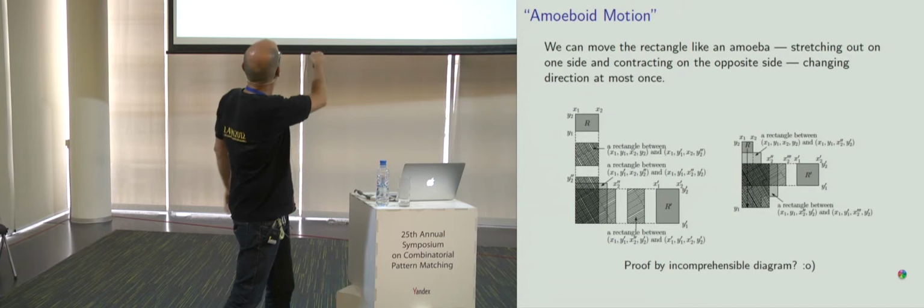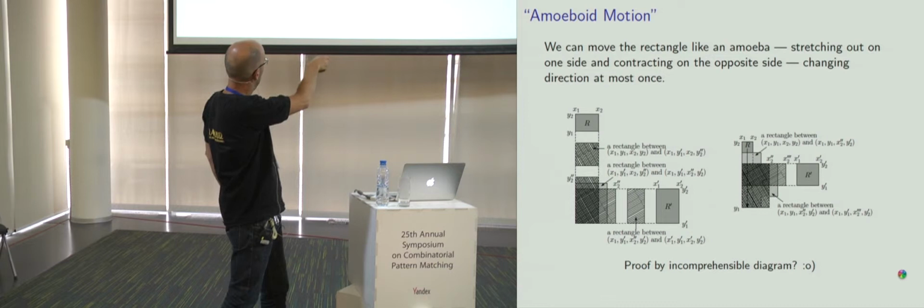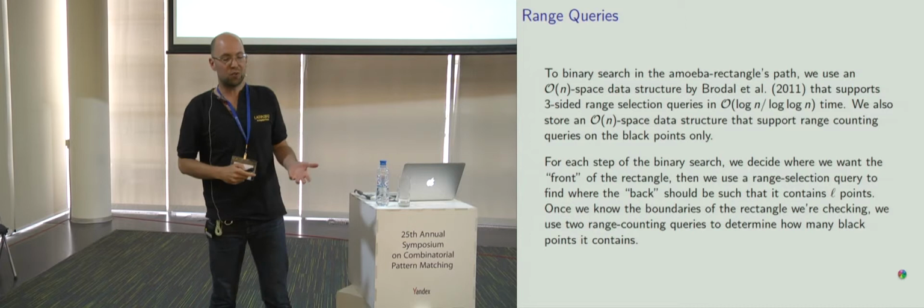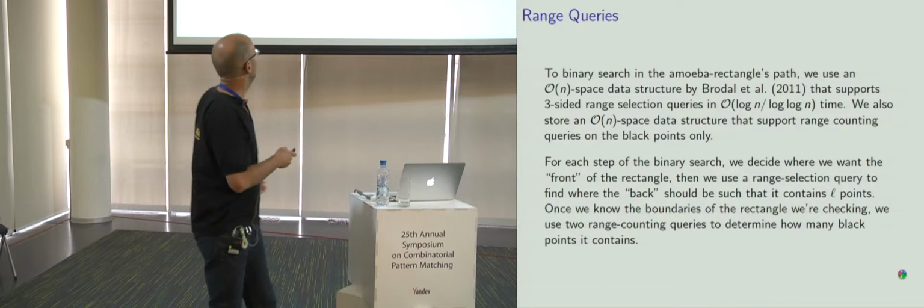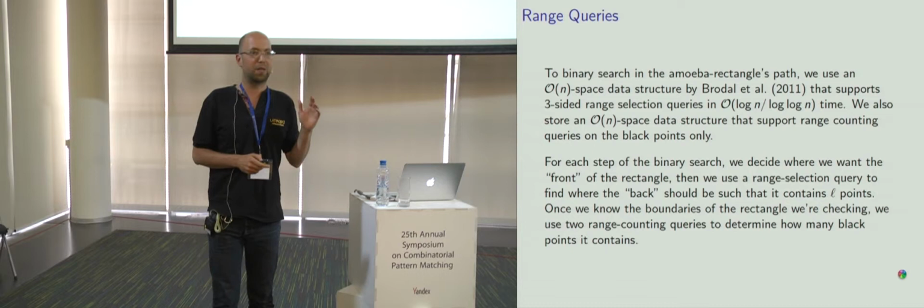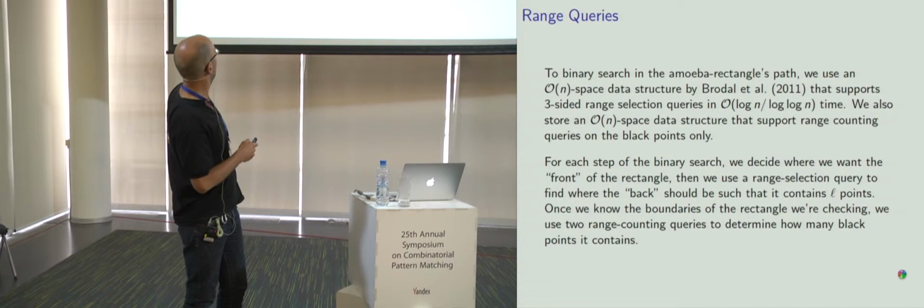Now you have the starting and ending, so you know what the path is going to look like, and you just have to be able to binary search in that. How do you do that? Well, it's range queries. This we know and love. So you store a data structure for three-sided range selection, by Brodal et al., or you could use wavelet trees or something. And you also store a range counting structure just on the black points.